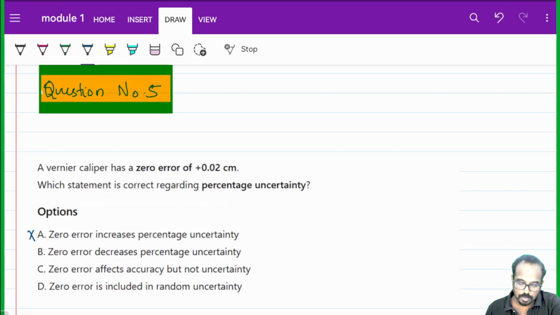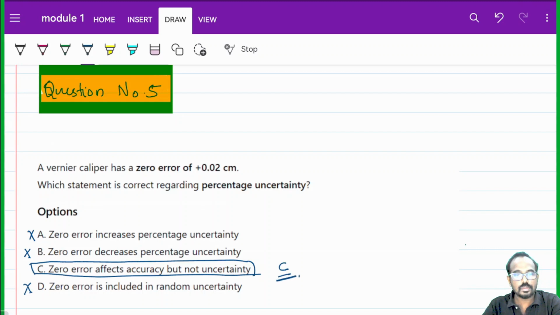Zero error decreases the percentage uncertainty. Then again, it is wrong. Then zero error affects the accuracy, but not the uncertainty. So we have some doubt in this option. We'll keep it. The next option we will check. Zero error includes the random uncertainty. That is also wrong, right? Zero error is not related to the random uncertainty. So the possibility is zero error affects the accuracy, right? Zero systematic error will affect the accuracy of measurement. In the theory, I have explained that, but not the uncertainty. So this one will be the correct answer, C. Okay, C is the correct answer.